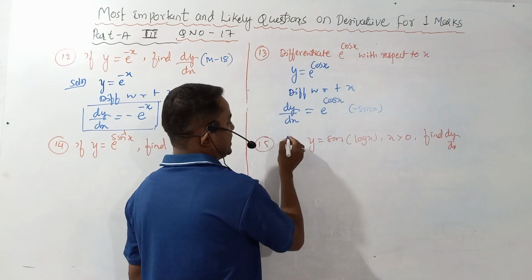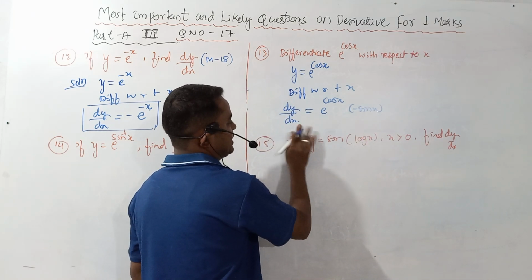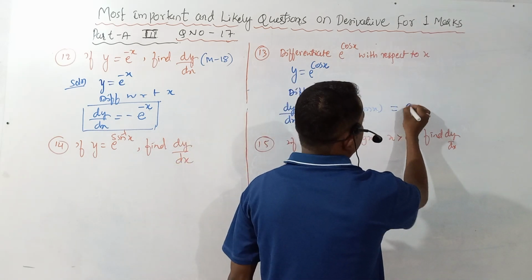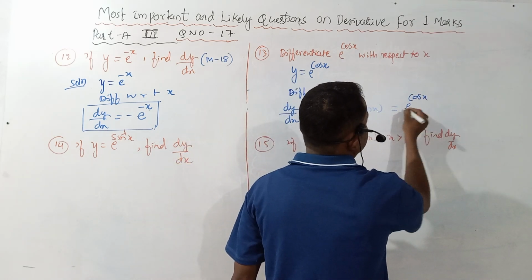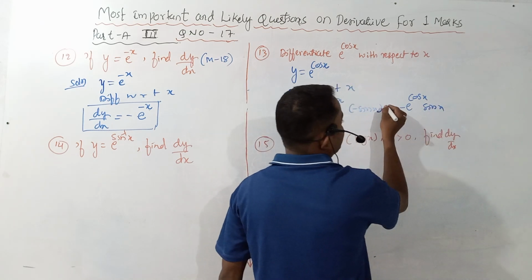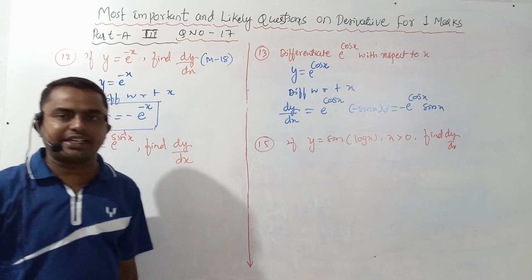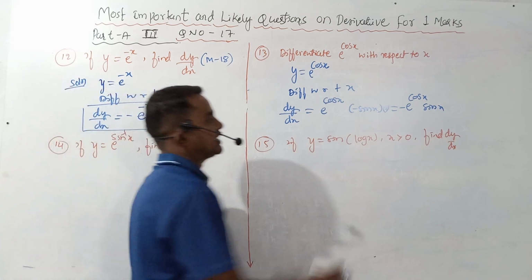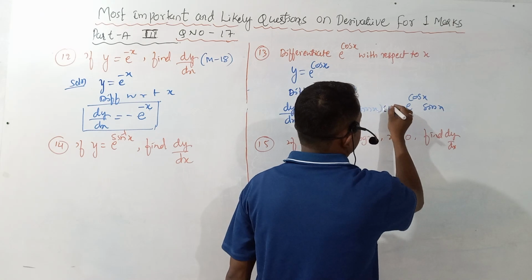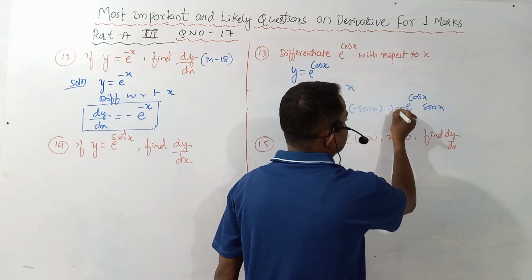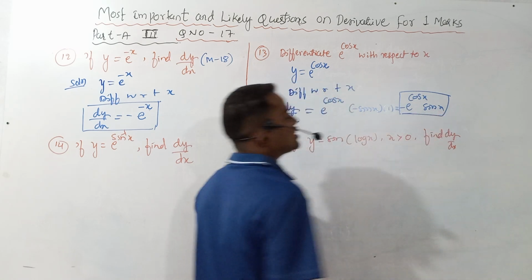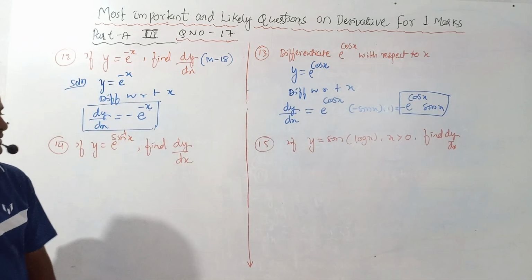Now write this one: dy by dx is equal to, in the last step, write this minus sign outside. This implies that dy by dx is equal to e raised to cos x, minus sign outside, then sin x. Derivative of x here is 1. 1 into sin is sin. Yes? The final answer is minus e raised to cos x into sin x.